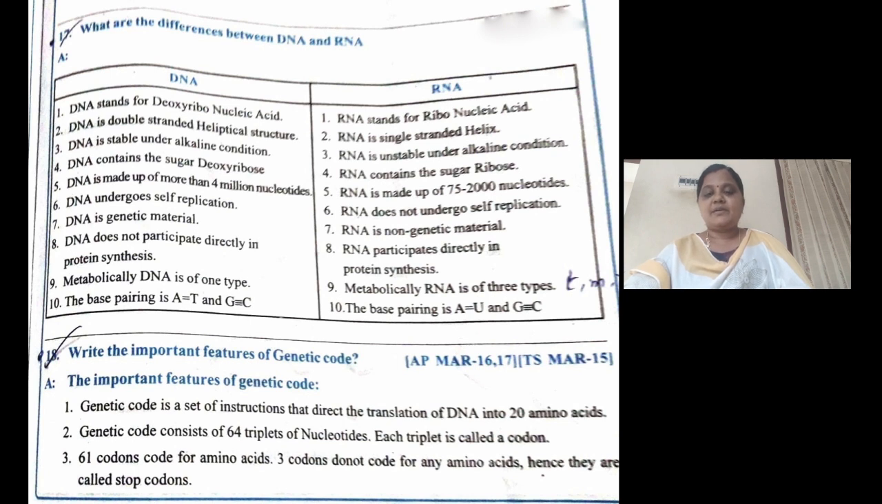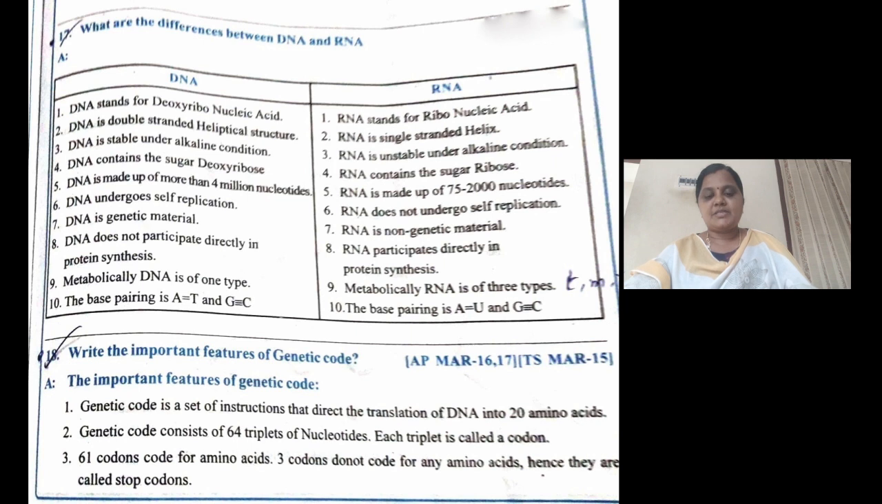To remember these differences is very simple. DNA stands for deoxyribonucleic acid, and RNA is ribonucleic acid. And everyone knows that DNA is a double-stranded helical structure, and RNA is a single-stranded helix. DNA contains the sugar deoxyribose. When it comes to RNA, it contains the sugar ribose only. So these are the differences between DNA and RNA.